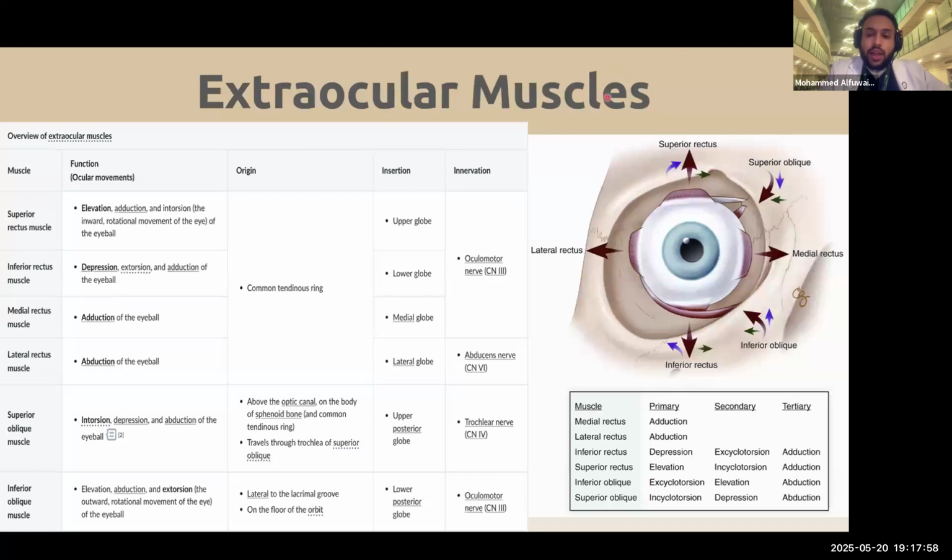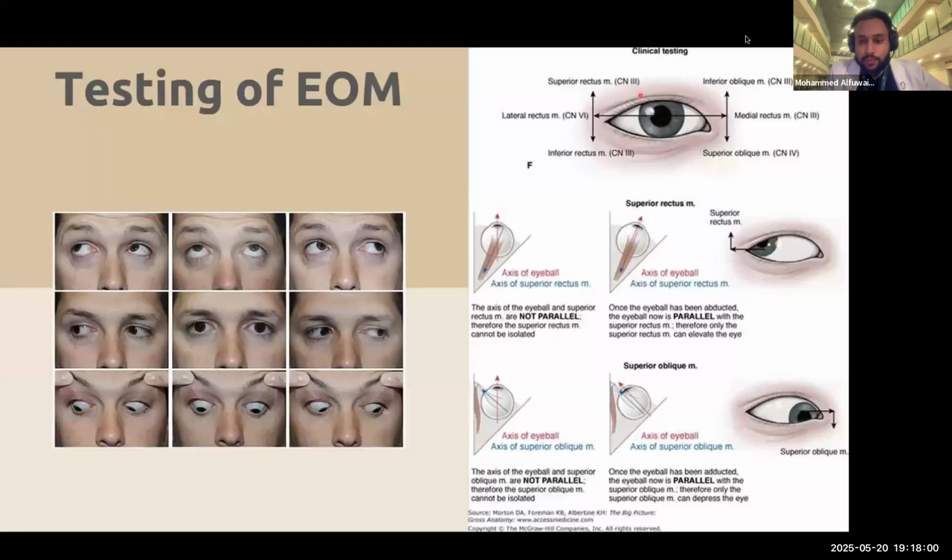Now we'll apply it by looking at the clinical exam. There are 9 directions that we look at, but to make it simple, this is medial, this is lateral, or this is an adduction movement, this is an abduction movement, elevation, depression. So as I said, let's start with superior rectus. Superior rectus, elevation. Inferior rectus, depression. Lateral rectus, abduction. Medial rectus, adduction. Then we'll have the inferior and superior oblique.